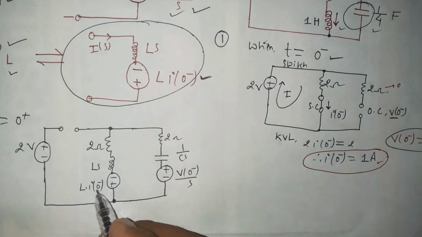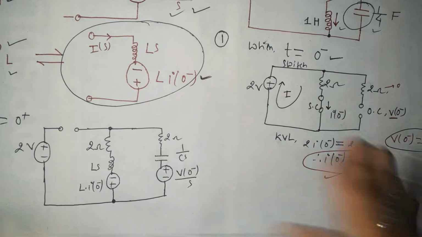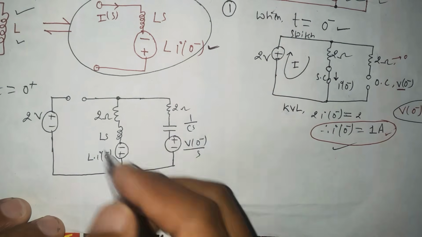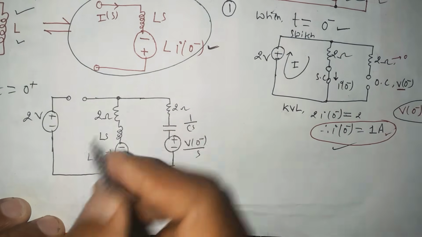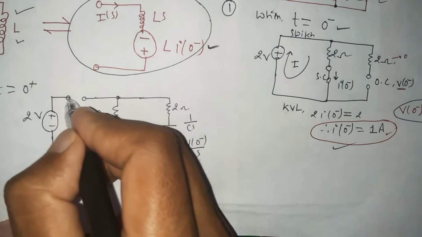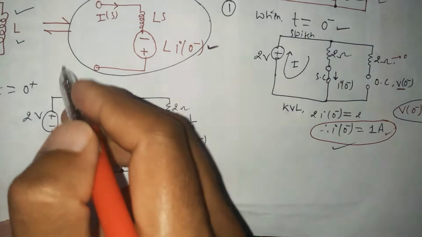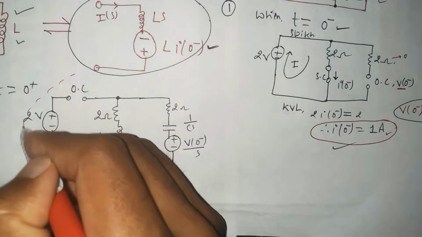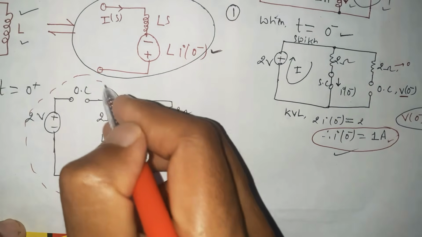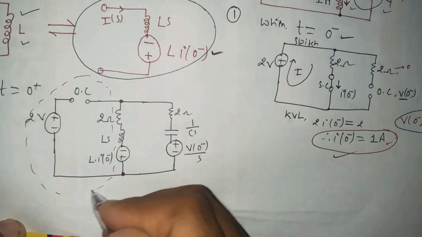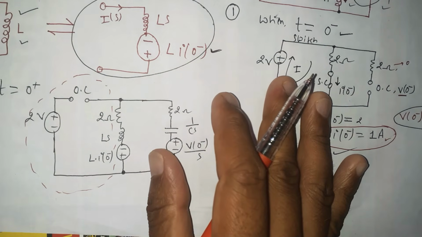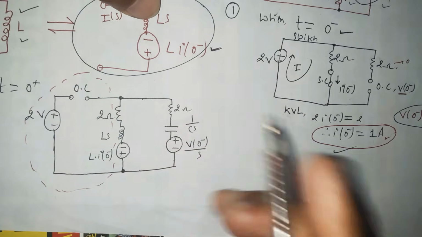Here the values of V 0 minus and I 0 minus are calculated, and let's use KVL here. This is the open circuit, so this region is useless. This part is the useless part. Here in the open circuit, there will be no current flowing through it.